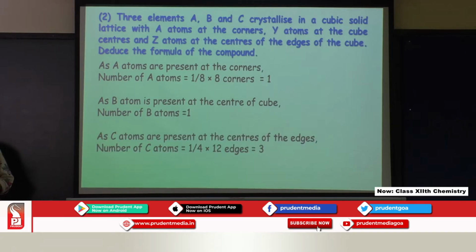As C atoms are present at the centers of the edges, the number of C atoms will be 1 by 4, because each atom which is present at the center of a particular edge will be shared with 4 other unit cells. So, we have 1 by 4 multiplied by 12 edges that a cube has, which makes it a value of 3. On taking the ratio of A is to B is to C, you will get 1 is to 1 is to 3, which makes your formula ABC3. I hope you have understood how to calculate the same, and please do practice further.